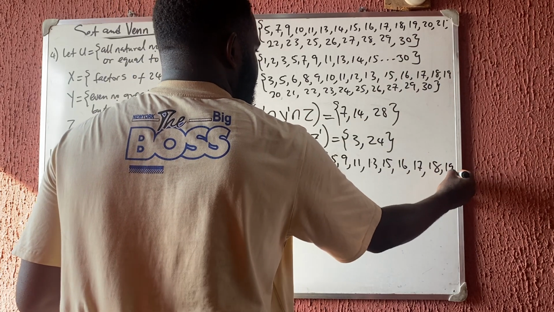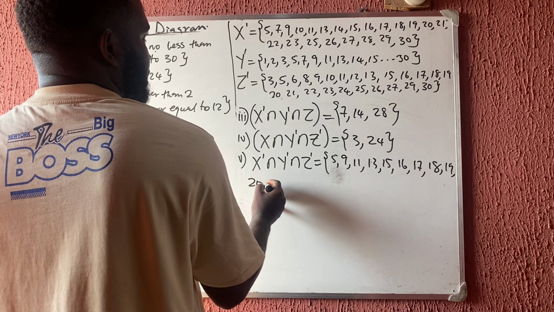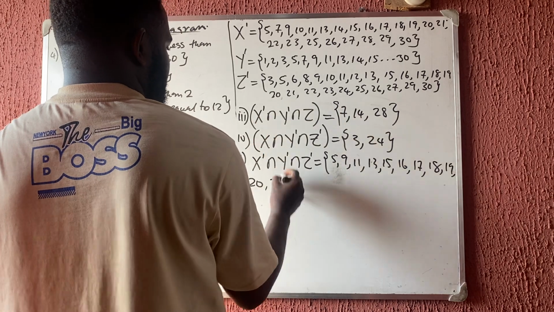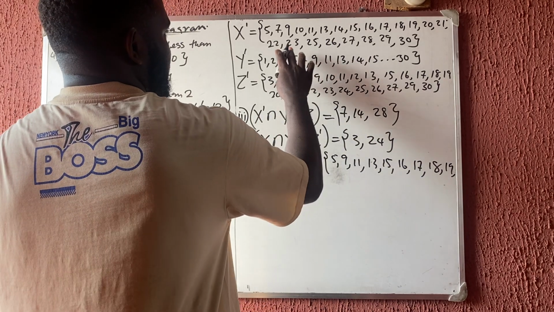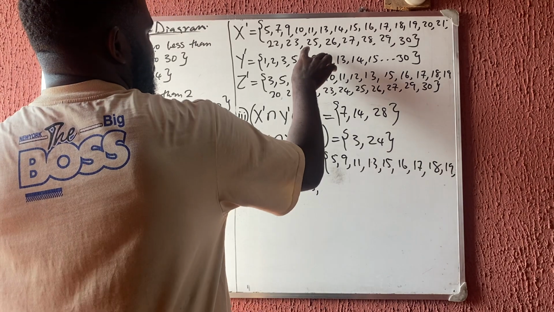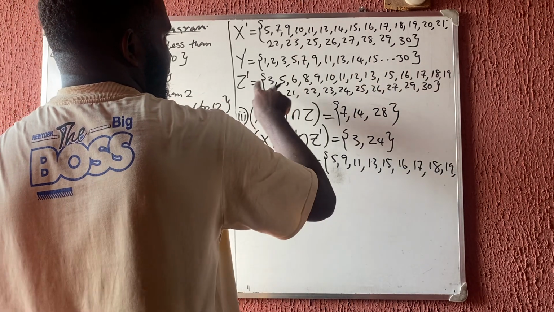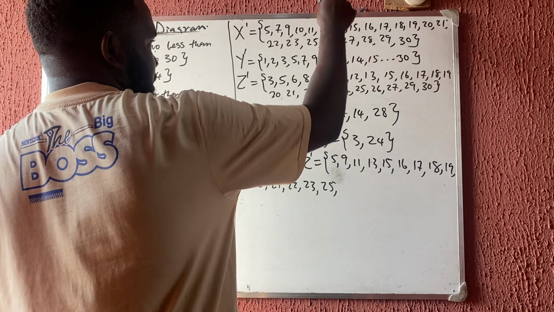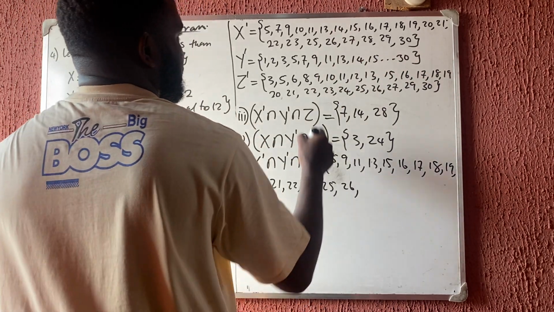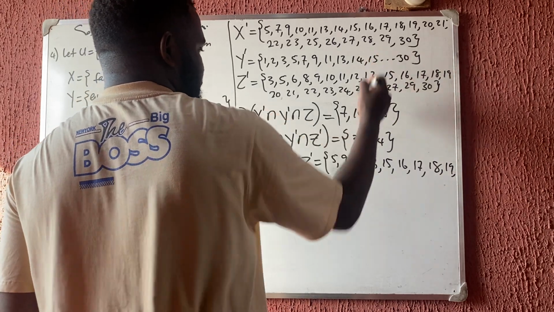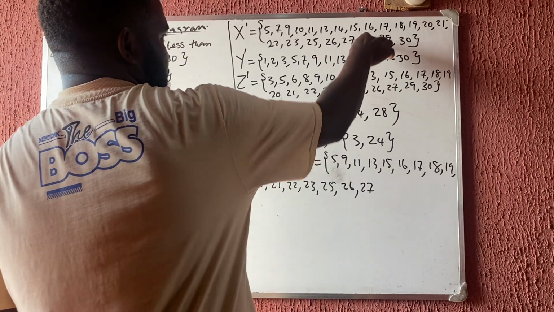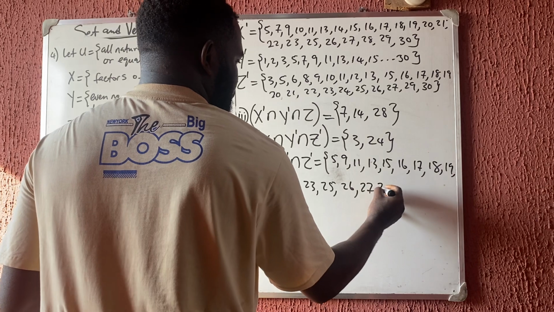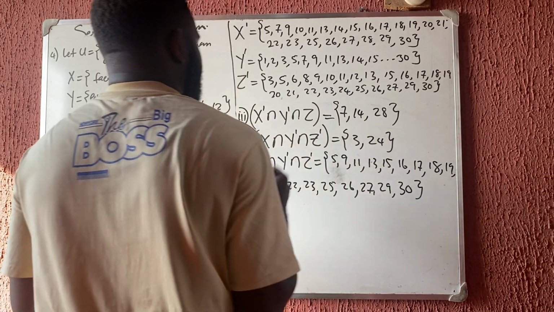19 is here. So 20 is there. 21 is there. 22 is there. 23 is there. 24 is not here, so it's not among. 25 is here. 26 is here. 27 is here. 28, but there's no 28 here, so it's out. So 29, then 30. Okay, so that is that.